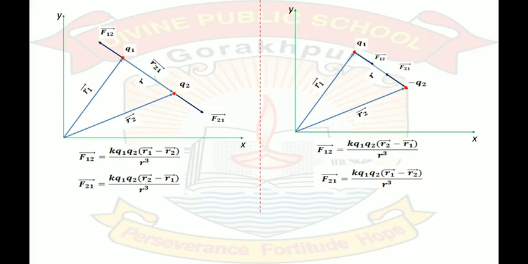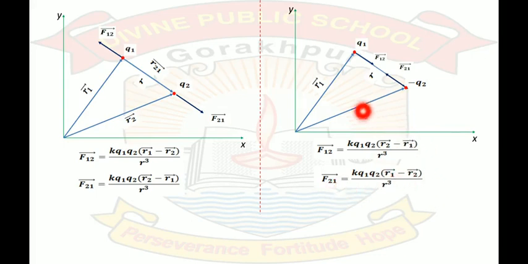So how are we going to understand and apply the formula for different cases? There are two methods to learn. First, if the charges are of the same type, then if 1 2 comes, you have to put 1 minus 2. If 2 1 comes, you have to put 2 minus 1, right? And if the charges are of opposite type, then for F12 you put 2 minus 1, just reverse the order. For 2 1 it is 1 minus 2.